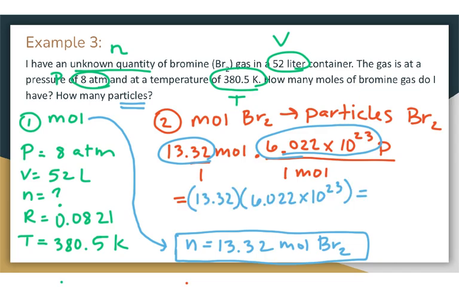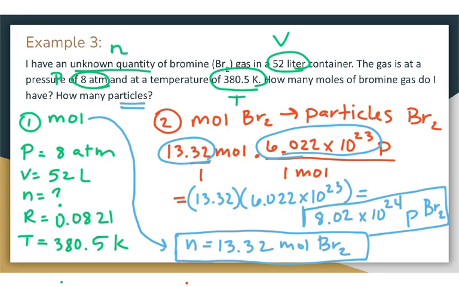And in doing that, I get 8.02 times 10 to the 24th particles of bromine, Br2. Bromine is diatomic, but because we're converting with particles, that does not affect our conversion factor.